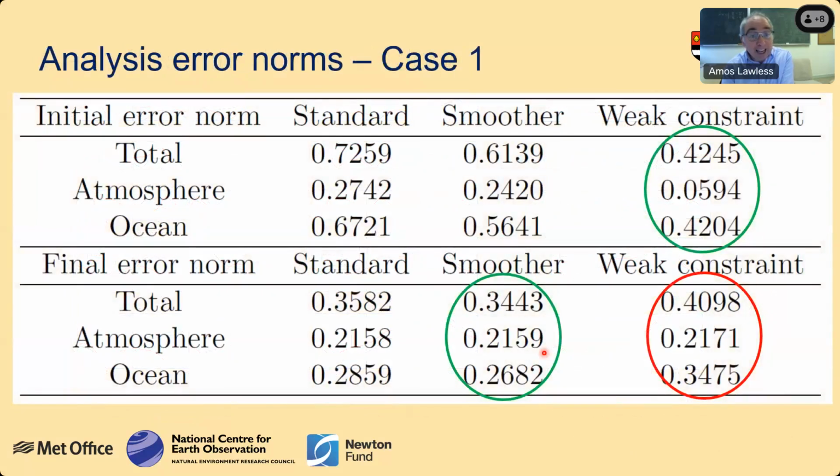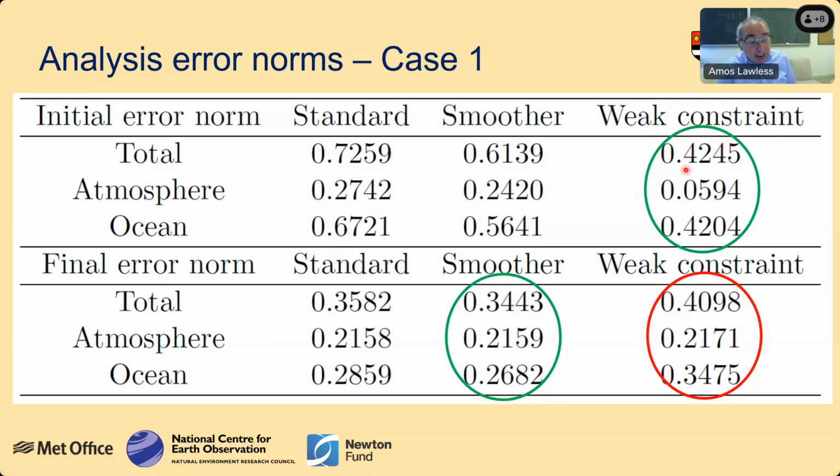When we look at the actual error norms, here I'm showing the initial error for the first case, the initial error norm for the total norm and just the atmosphere and the ocean. So this is the norm with respect to the truth. The initial and final norms from the standard weakly coupled scheme, the smoother and the weak constraint. In the case of the initial norms, both the smoother and the weak constraint really improve with respect to the standard experiment, with the weak constraint showing better.